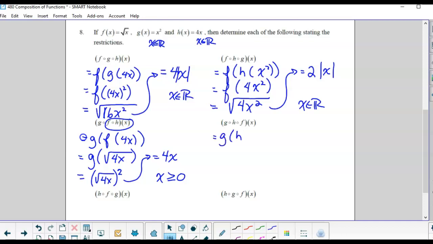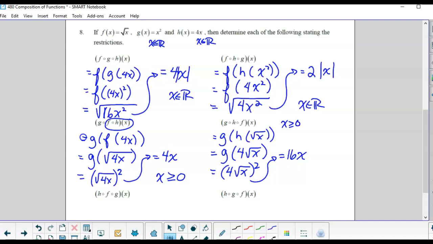So g of h of f of x is root x. G of h is 4 root x. G is 4 root x all squared, which is 16x. Same deal here, x has to be greater than or equal to 0 to start. And when we multiply it by 4, the result has to be, x has to be greater than or equal to 0, so the overlap works. Then at the end, it's all real numbers. Where's the overlap? X greater than or equal to 0.